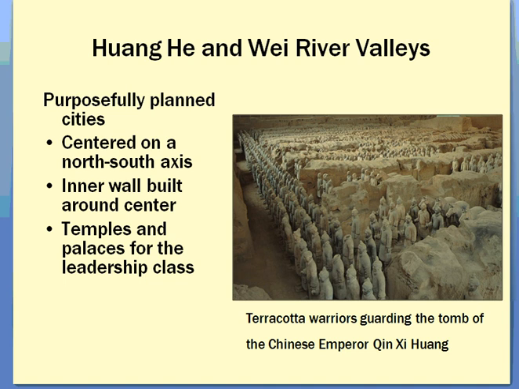It was centered on the north-south axis, and there was an inner wall built around the center. As you can see, these are the terracotta warriors. You might have heard of them before. They were built to guard the tomb of the Chinese emperor. They're statues, they are warriors, they are not built up around real people, like I've actually heard someone ask before. It was to protect this emperor in his tomb.